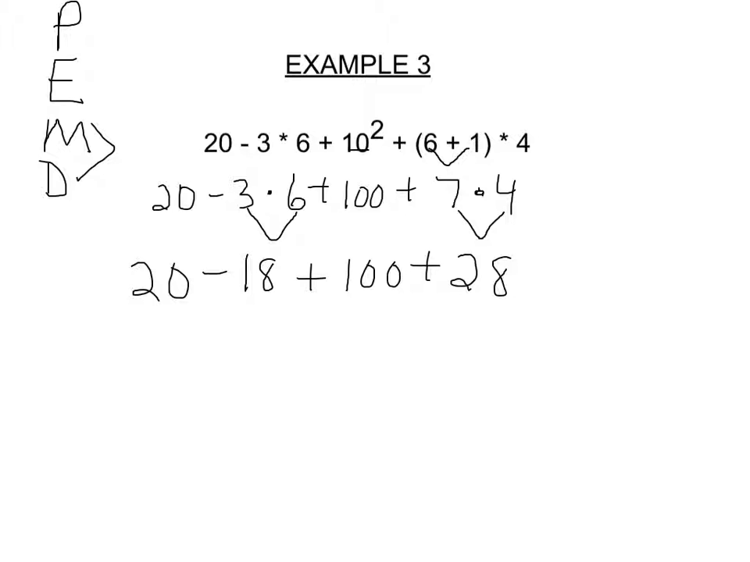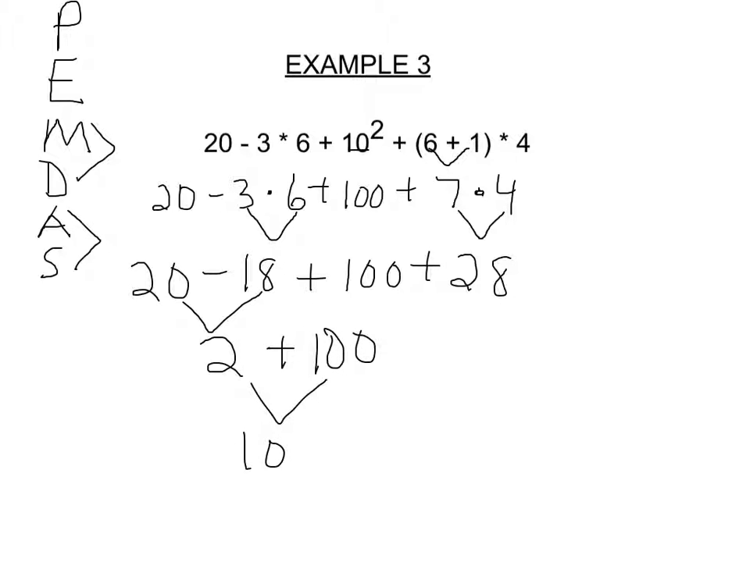What do I have left? I have subtraction and addition. So even though this says addition, subtraction, you must do it from left to right. So that means subtraction comes first. 20 minus 18 is 2, plus 100, that makes 102, plus 28, that makes 130. So 130 should be your answer.